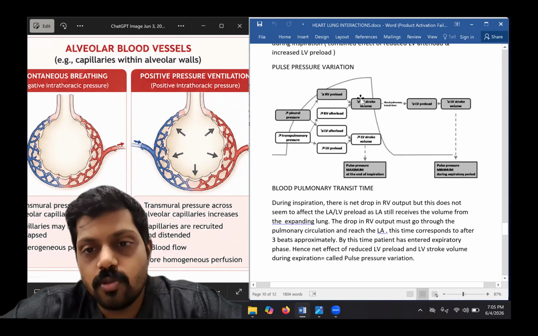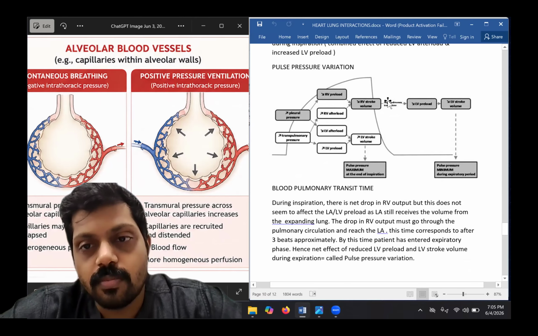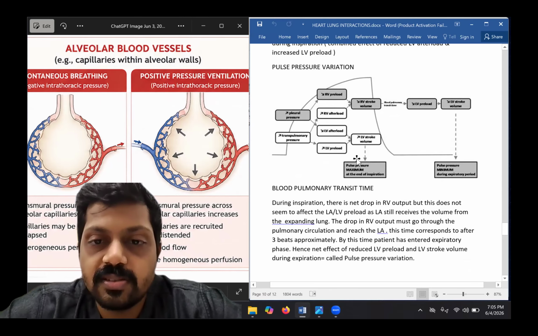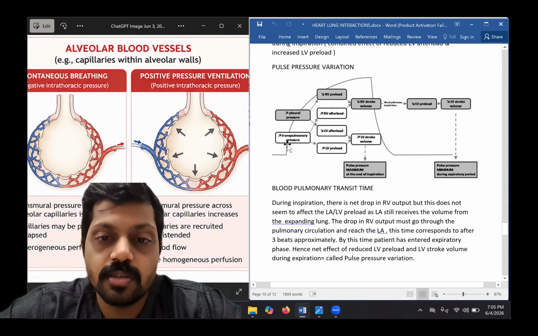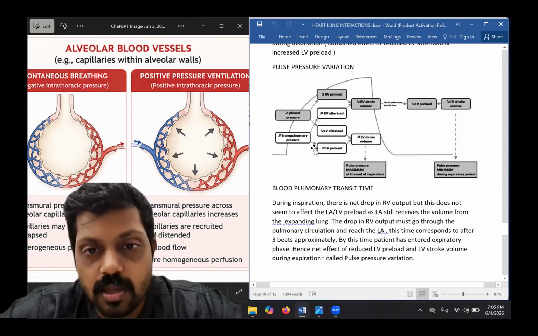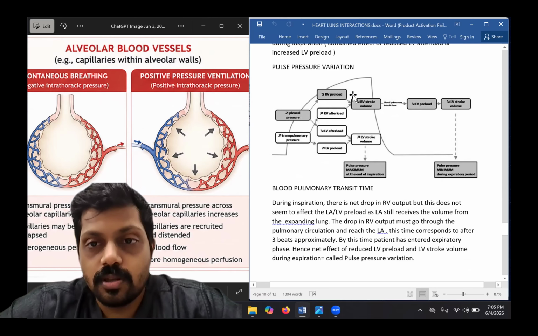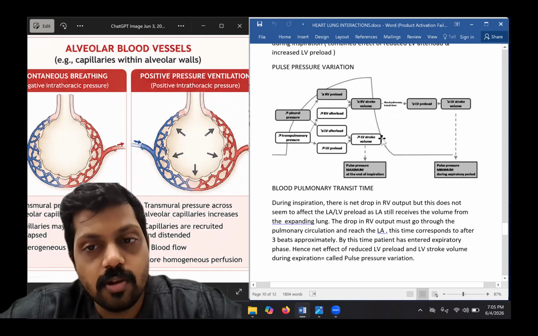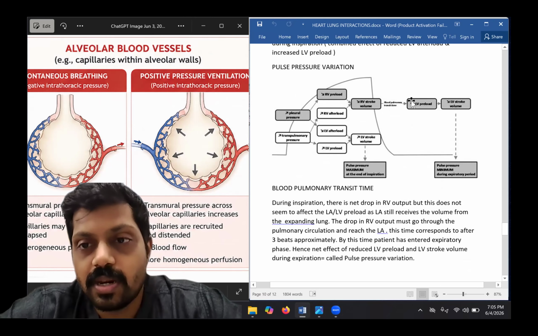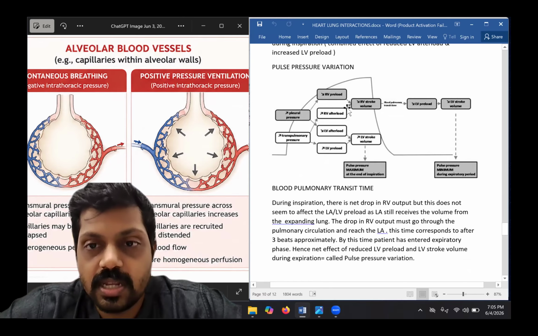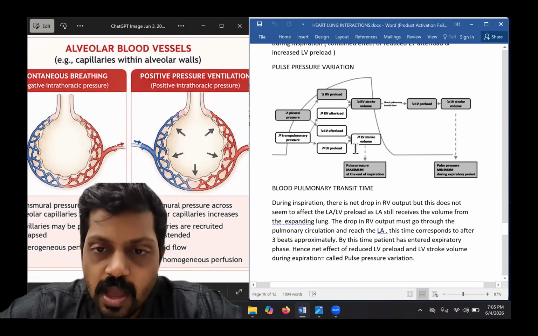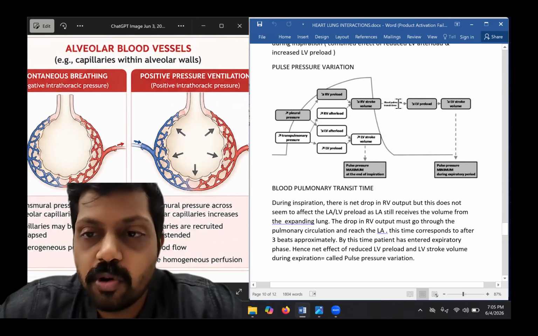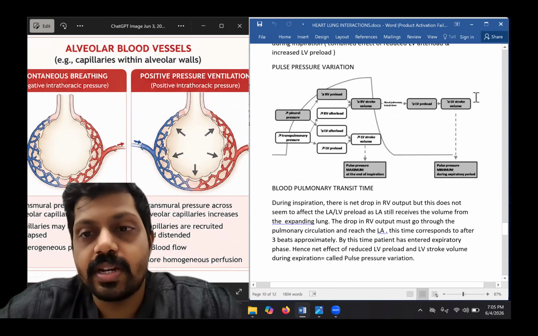You may think there is a reduced stroke volume from the RV, reduced RV output. Then how is the LV getting increased preload? That we saw is because of the increase in pulmonary vascular resistance. So shouldn't the reduced RV output cause reduced LV output? Yes, it happens, but it does not happen immediately. During inspiration, there is reduced RV output and increased LV output. This reduction in RV output will take some time before it shows its effect on the left ventricle.